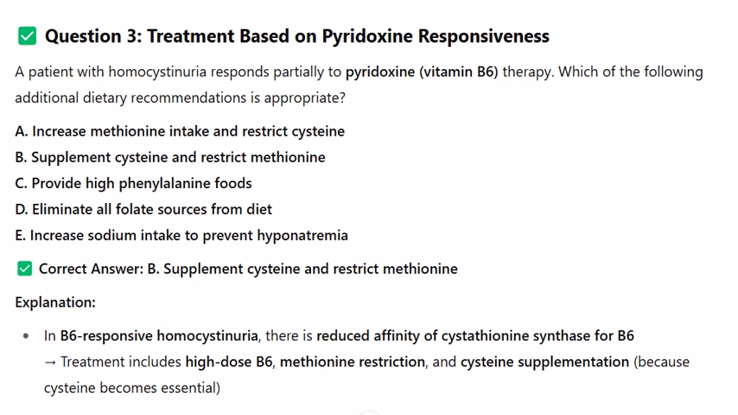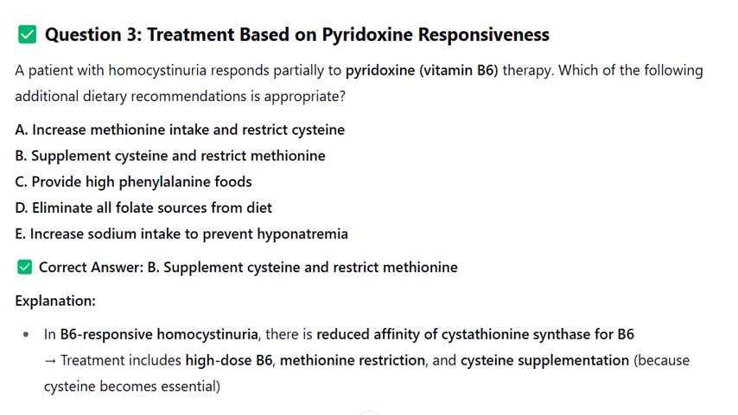Correct answer: supplement cysteine and restrict methionine. Explanation. In B6-responsive homocystinuria, there is reduced affinity of cystathionine synthase for B6. Treatment includes high-dose B6, methionine restriction, and cysteine supplementation, because cysteine becomes essential.